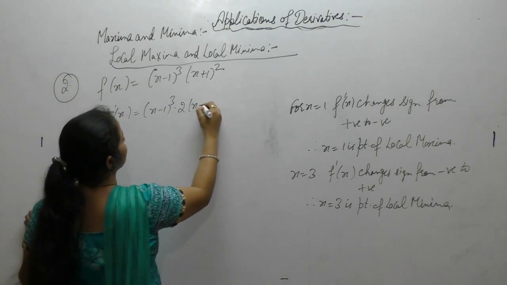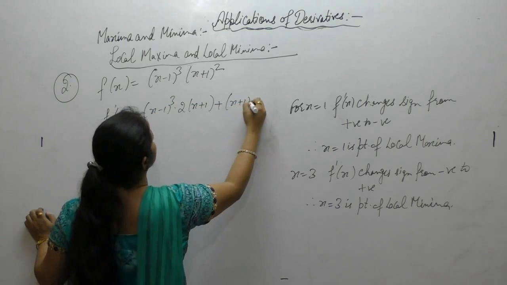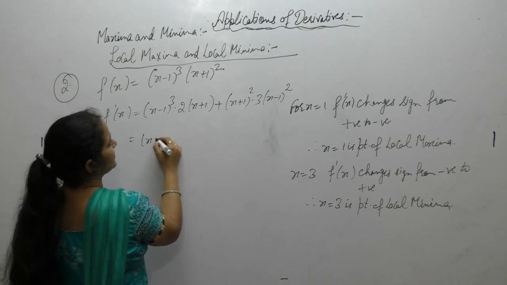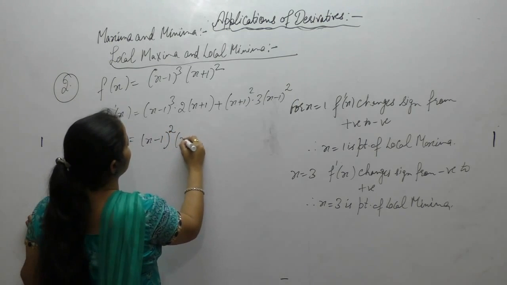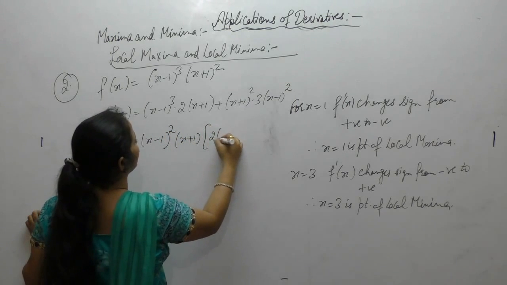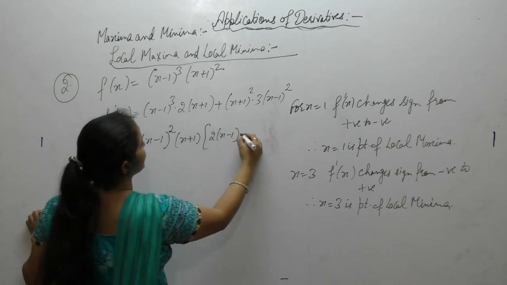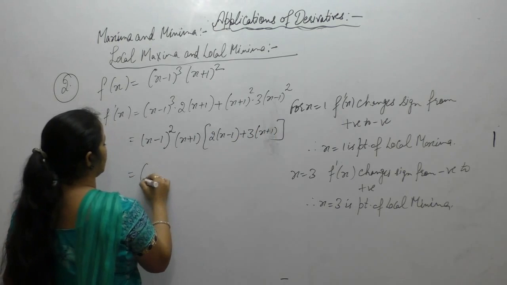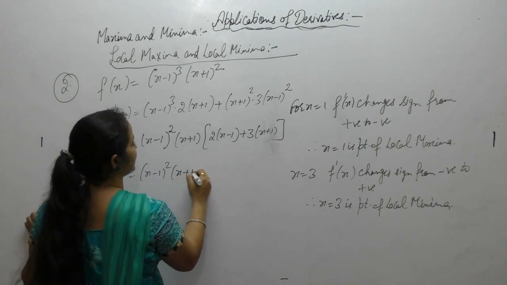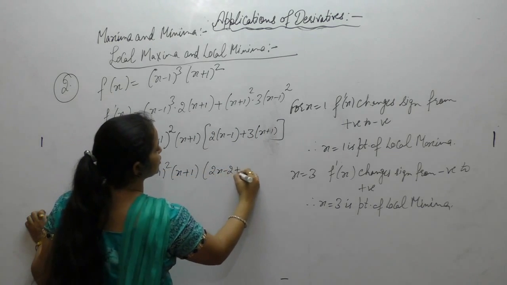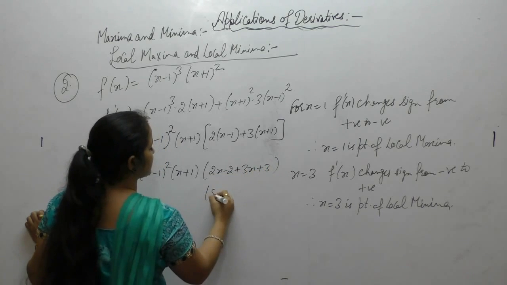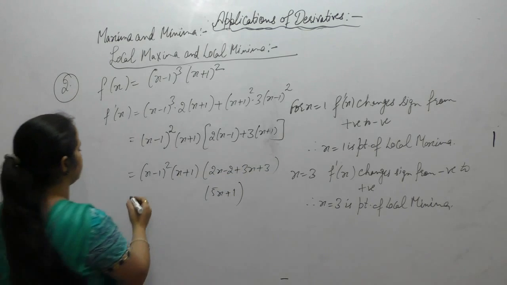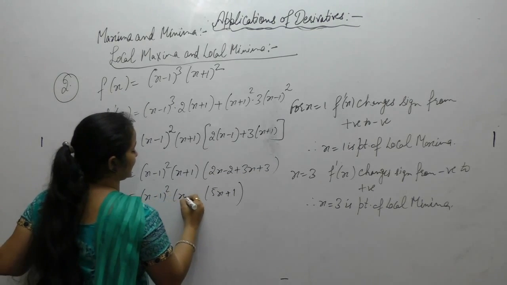Derivative of second plus second as it is derivative of first. Now x minus 1 whole square and x plus 1 is common. Here we are left with 2 into x minus 1, 3 into x plus 1. So x minus 1 square, x plus 1, 2x minus 2 plus 3x plus 3. So 5x plus 1. x minus 1 whole square, x plus 1.